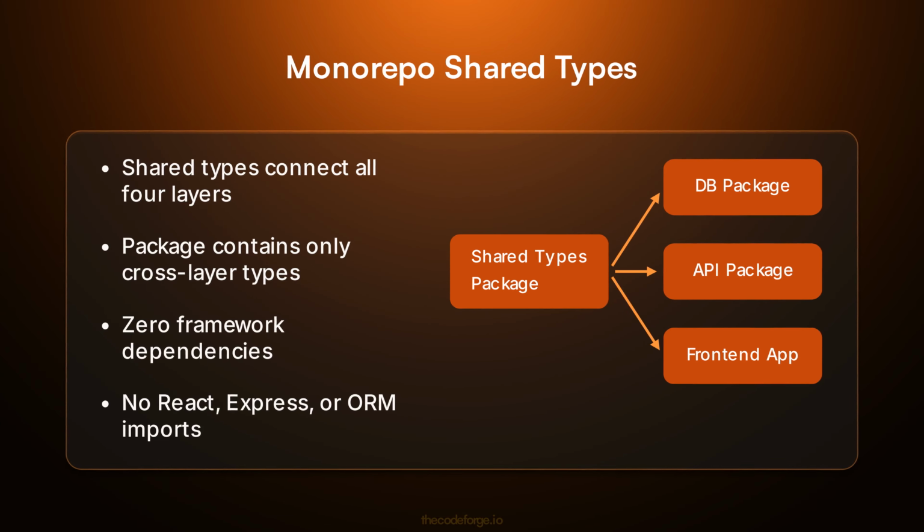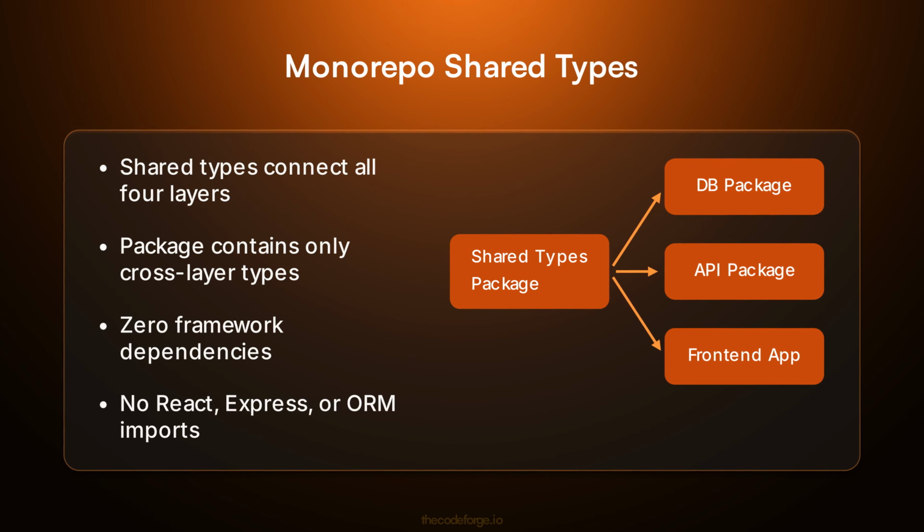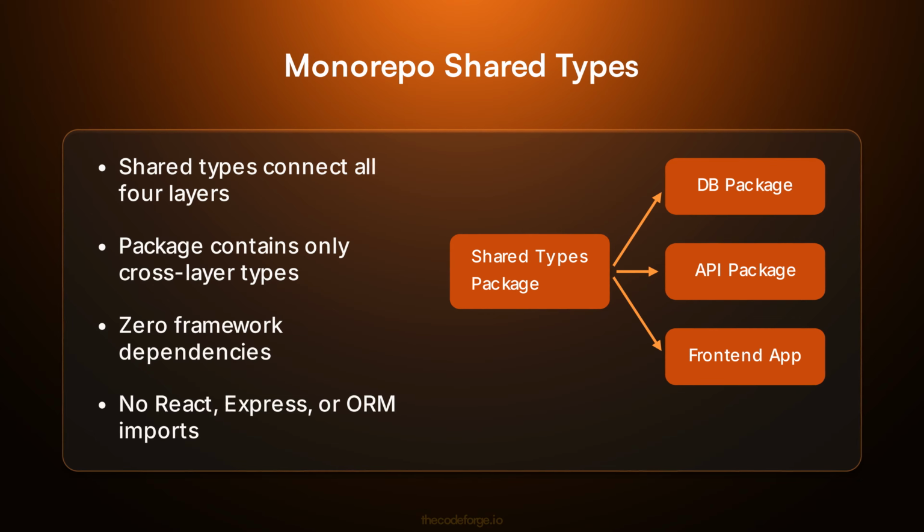Shared types are the glue that connects all four layers. In a monorepo, the shared type package is the structural foundation. It must contain only the intersection of cross-layer types: domain types, API contract types, and utility types. It must have zero framework dependencies.